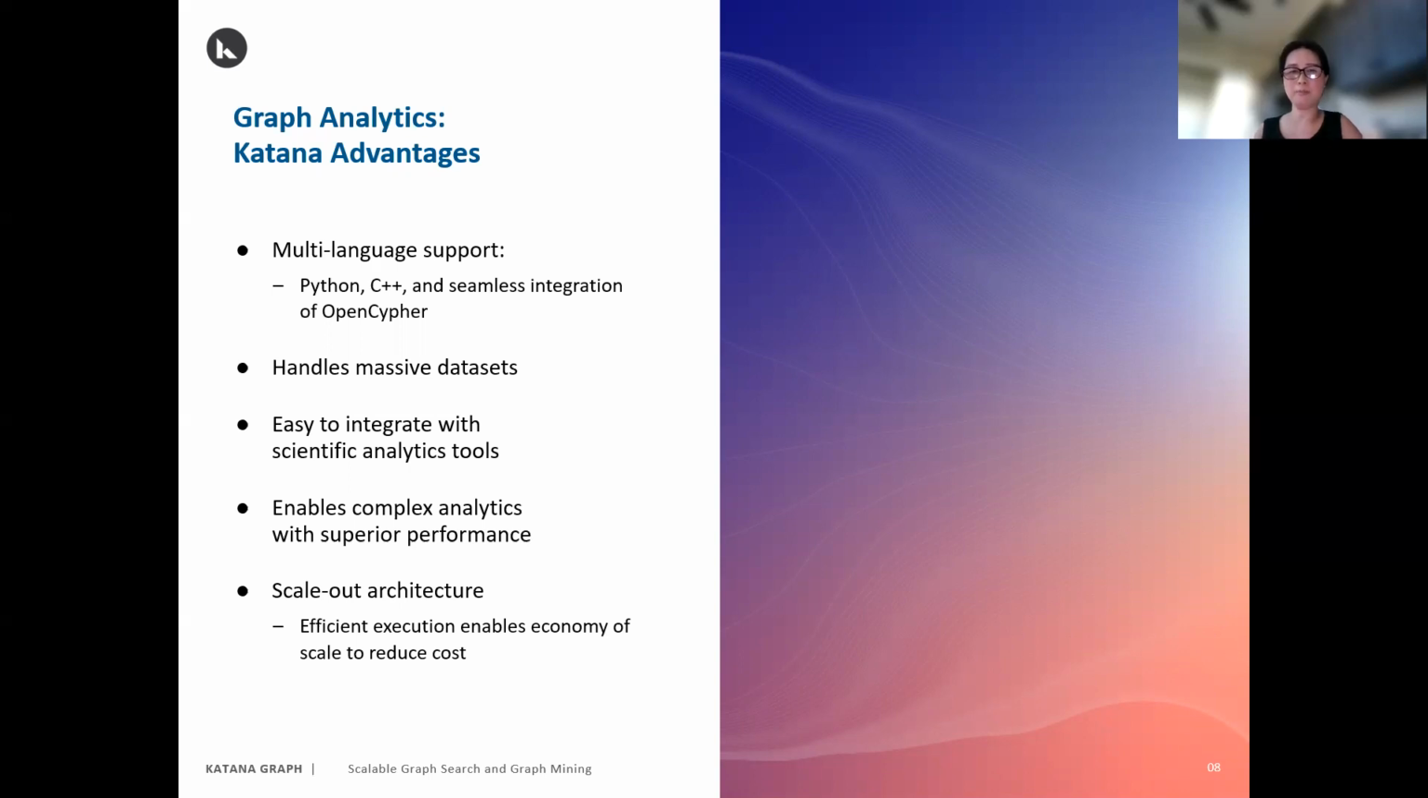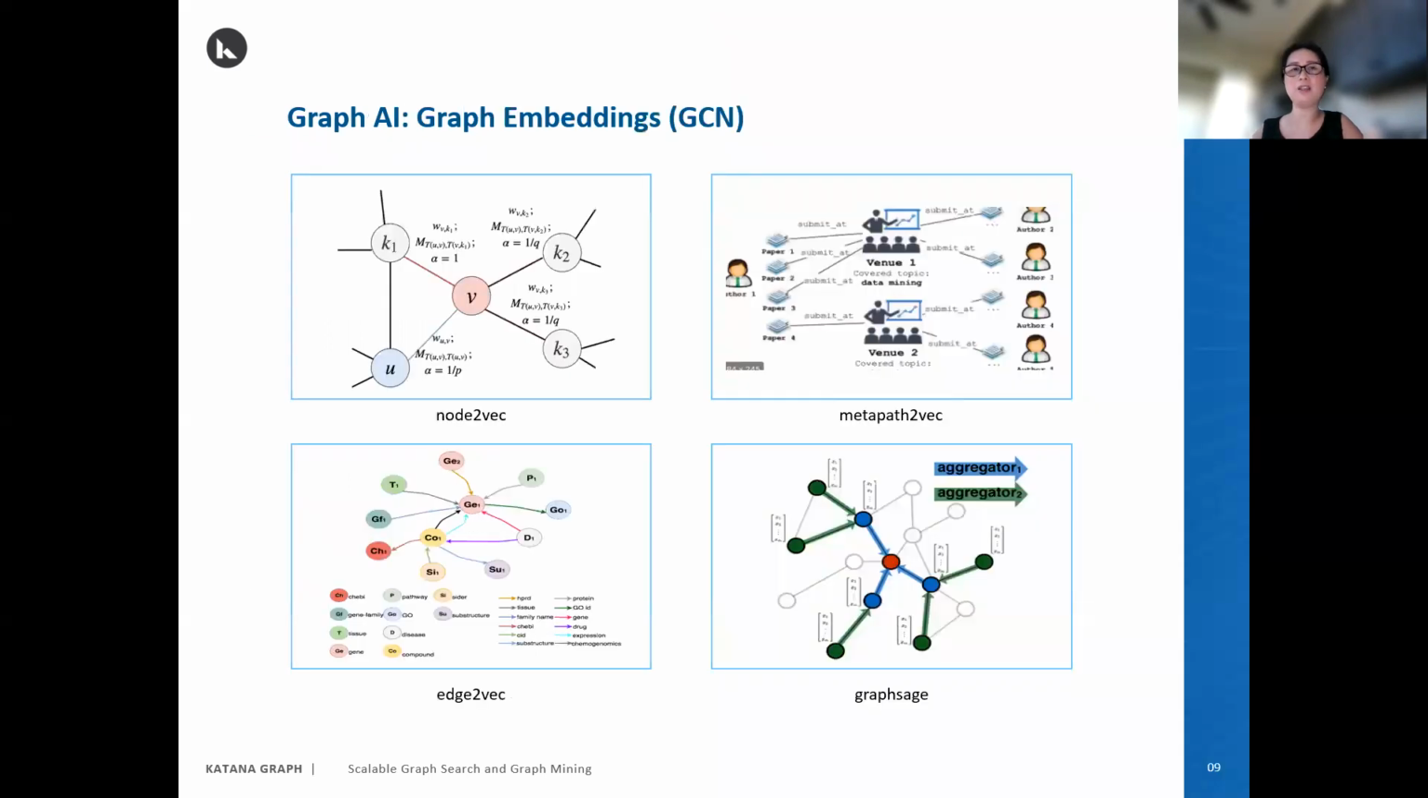We can scale much faster with superior performance. Our scale-out architecture can help you to reduce your costs by providing efficient executions. So for graph AI, graph embedding is a method.